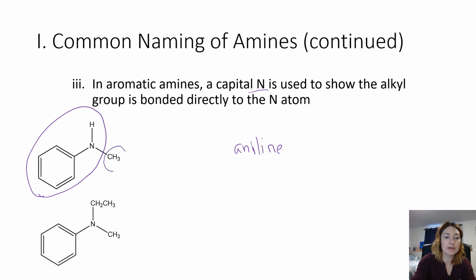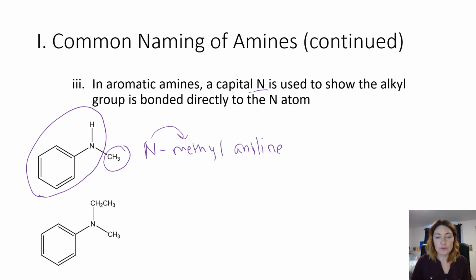But also attached to our nitrogen group is a methyl group. So we want to designate that this methyl group is attached directly to the nitrogen. We can't number a carbon chain. We don't have a carbon chain to number. So N-methyl aniline is how you would name this. And so again, that N is designating, hey, this methyl group is coming off of the nitrogen.